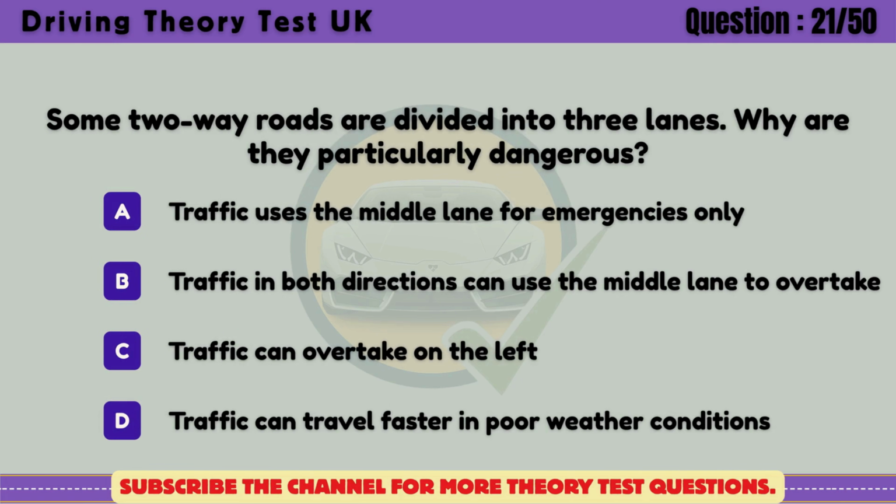Question 21. Some two-way roads are divided into 3 lanes. Why are they particularly dangerous? Option A. Traffic uses the middle lane for emergencies only. B. Traffic in both directions can use the middle lane to overtake. C. Traffic can overtake on the left. D. Traffic can travel faster in poor weather conditions.